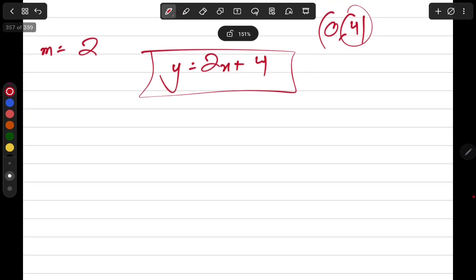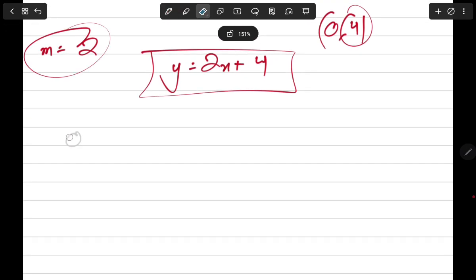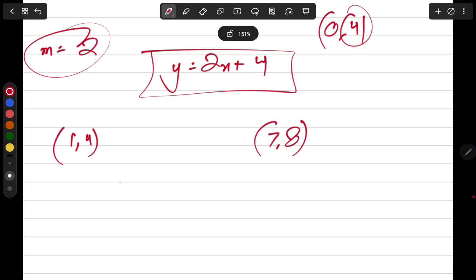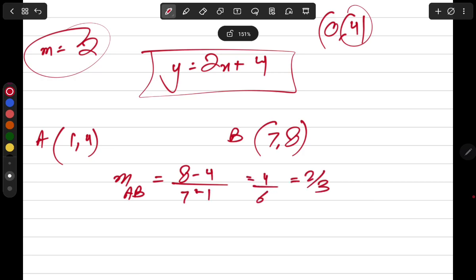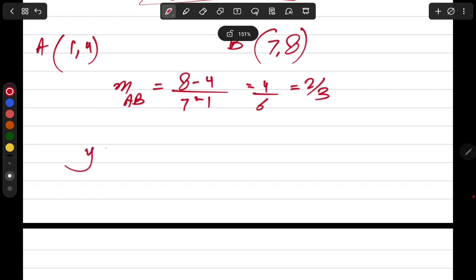Now let's say that you're not given the gradient, you're just given 2 points, 1 comma 4 and 7 comma 8, right? In order to find the equation of this line which is passing through A and B, you first find the gradient of the line passing through A and B. So that's going to be (8 minus 4) upon (7 minus 1), so that is 4 upon 6, which is nothing but 2 upon 3, right? Now you have the gradient, and the general form is y equals mx plus c. So in place of m, you write 2 upon 3 x plus c.